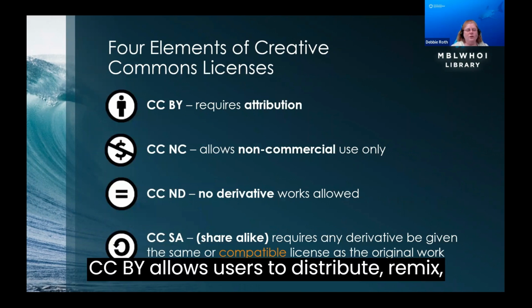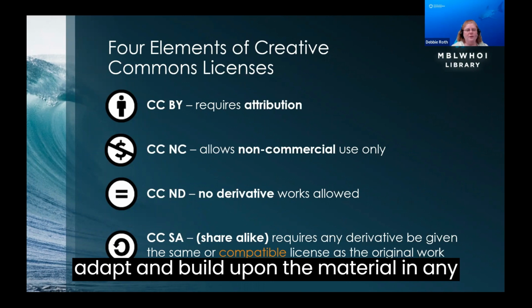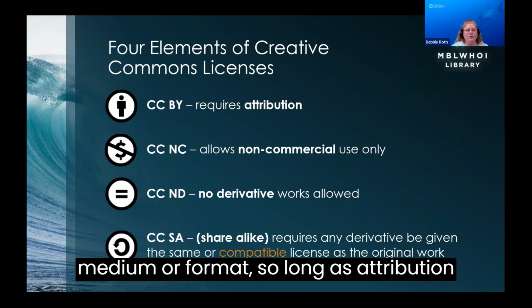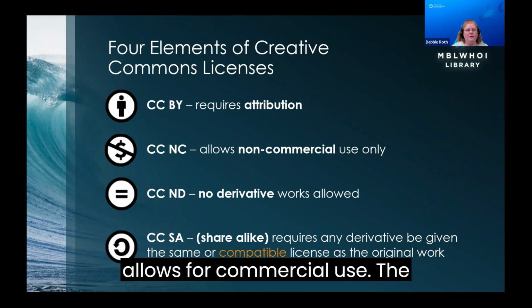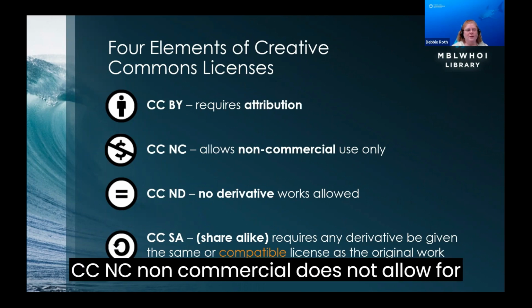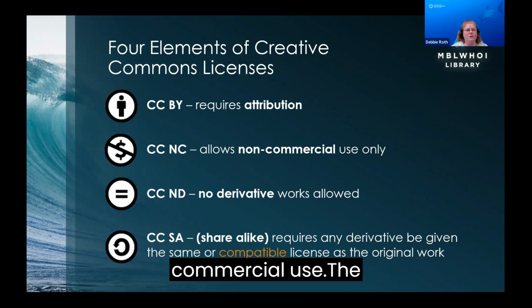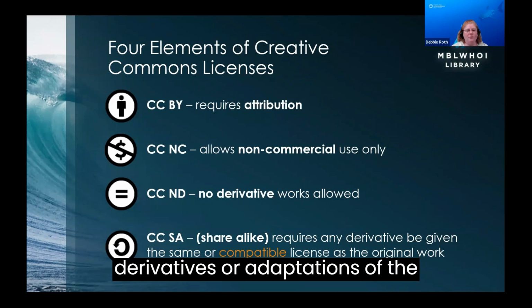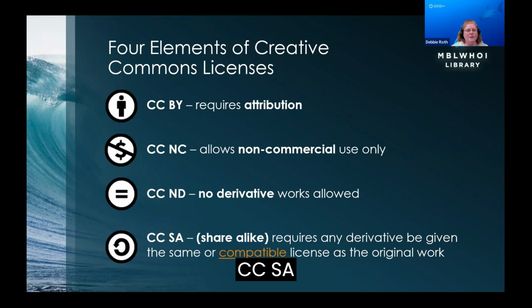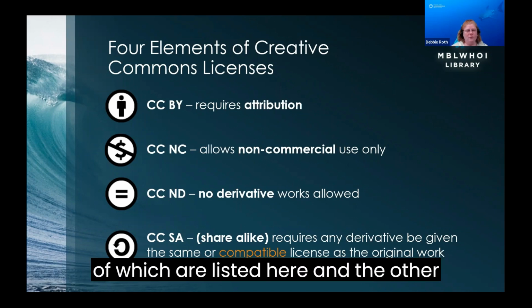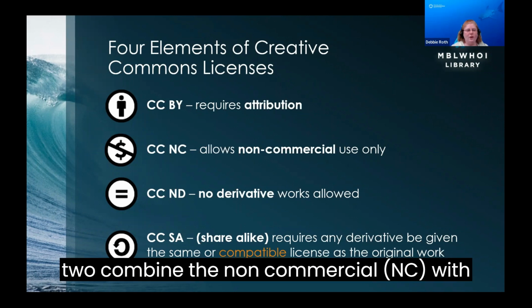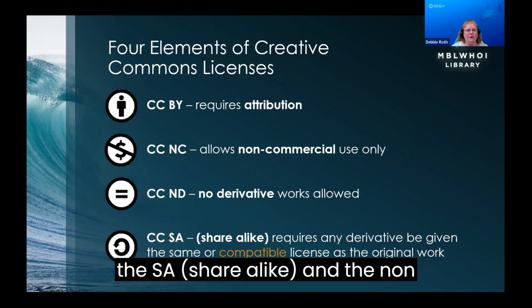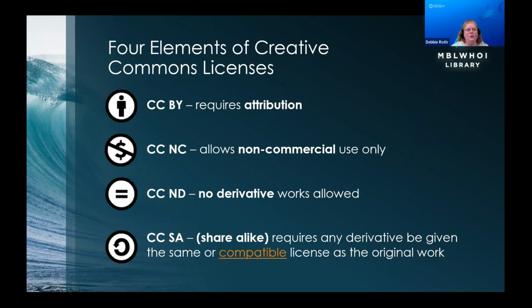CC BY allows users to distribute, remix, adapt, and build upon the material in any medium or format, so long as attribution is given to the creator. The license allows for commercial use. The CC NC, non-commercial, does not allow for commercial use. The CC ND, non-derivative, means derivatives or adaptations of the work are not permitted. And CC SA, share alike, means adaptations must be shared under the same license terms. So there are 6 Creative Commons licenses, 4 of which are listed here, and the other 2 combine the non-commercial NC with the SA share alike and the non-commercial NC with the non-derivative ND.